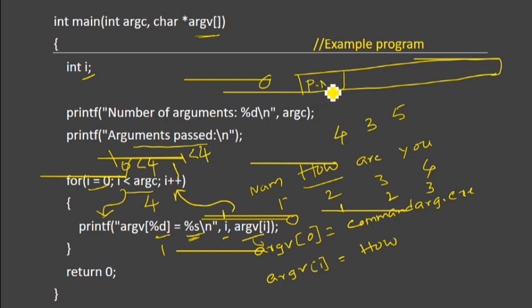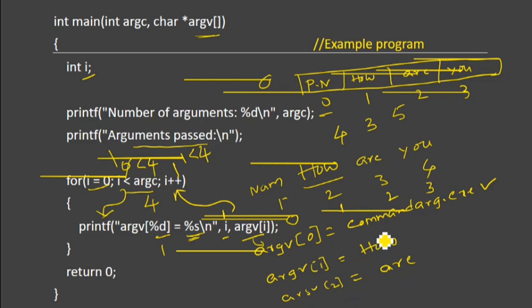It is nothing but the program name, then here how, r and u. So argv of 0, argv of 1, argv of 2, argv of 3. Now 0 is nothing but the program name, 1 is nothing but how, and again i will be incremented. 2 less than 4 true, coming back here, and argv of 2 equals, so the next one is r, which will be printed onto the screen.